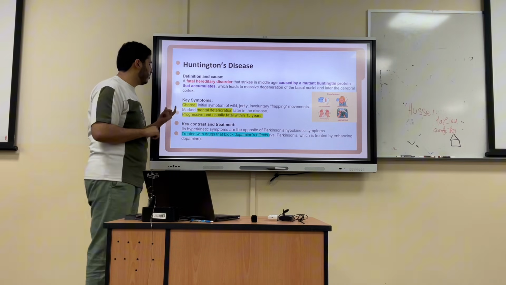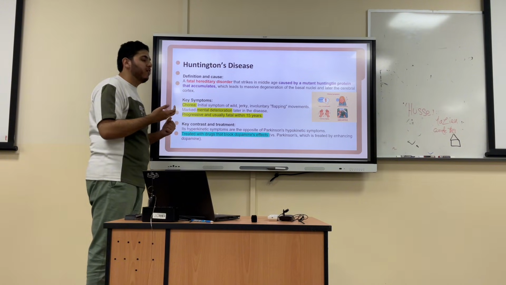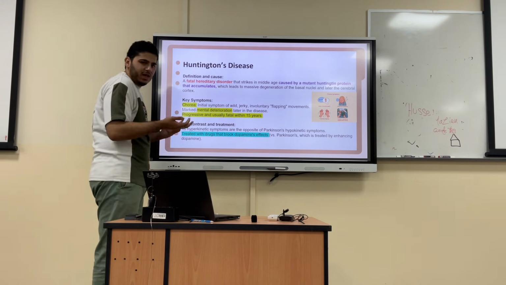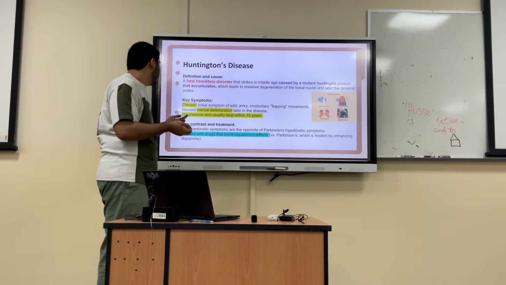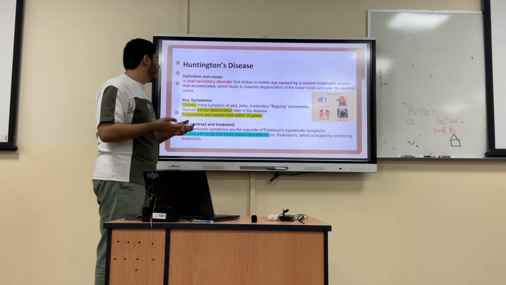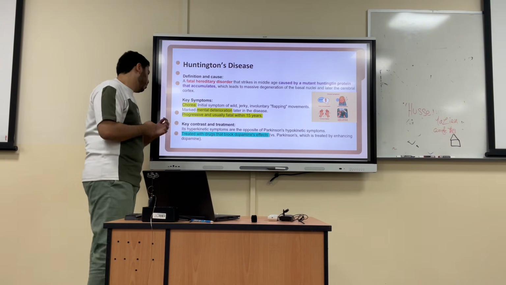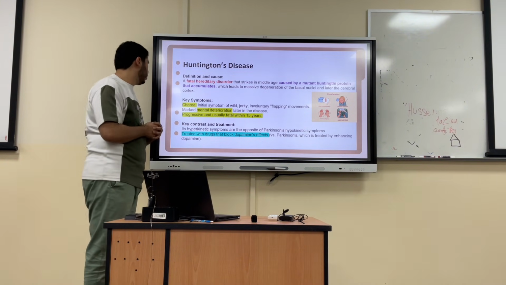Key symptoms: something called chorea. The initial symptom is wild, jerky, involuntary, flapping movements. It's jerky, not normal, you know. Marked mental deterioration later in the disease. Progressive and usually fatal within 15 years. So it's fatal, it's going to kill the patient.